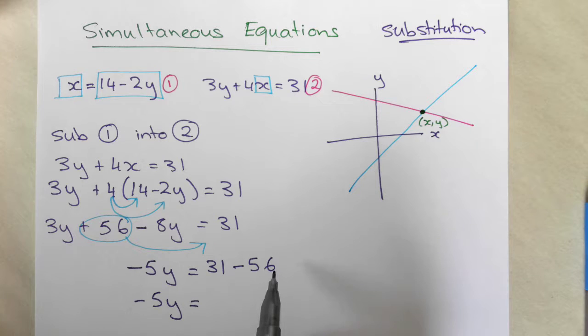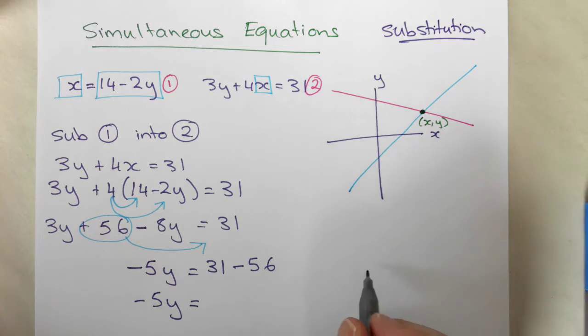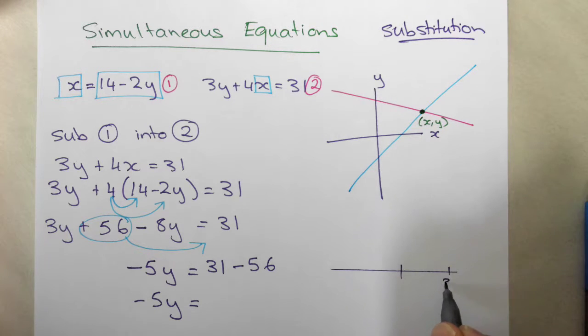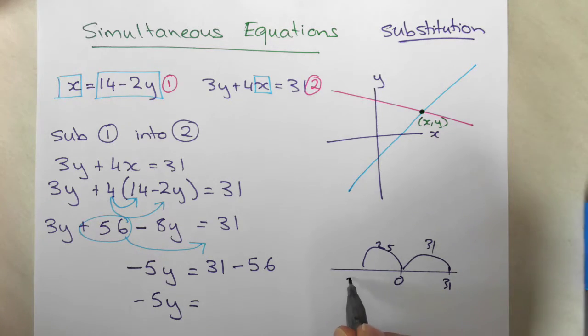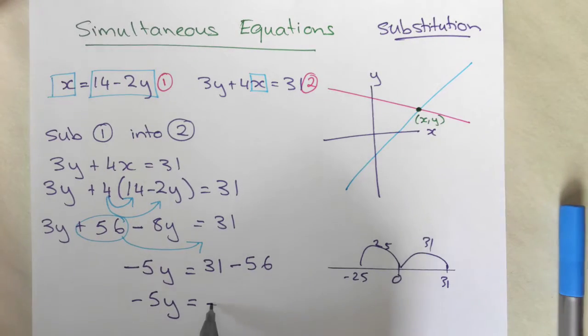And 31 take away 56 is, what am I doing? My brain has just gone completely blank. Alright, I'm at 31 and I'm subtracting 31 to get down to 0, and then to make that into 56, I'm subtracting another 25, so I'm going down to negative 25.